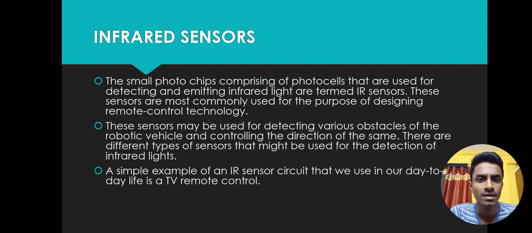Coming to infrared sensors, as the name itself implies, these sensors identify and detect infrared rays. The small photochips comprising photocells that are used for detecting and emitting infrared light, that is IR, are termed as infrared sensors. These sensors are the most commonly used for designing remote control technology. These sensors may be used for detecting various obstacles of a robotic vehicle and controlling its direction. There are different types of sensors that might be used for the detection of infrared lights. A simple example of an IR sensor circuit that we use in day-to-day life is a TV remote control.